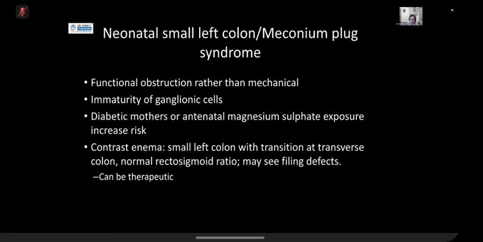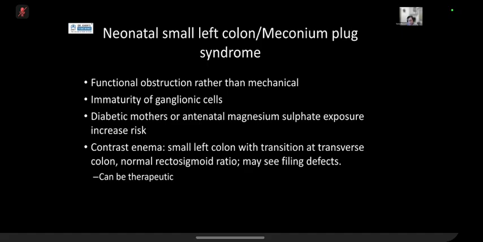So it's really a functional obstruction rather than a mechanical one. No one really knows what it is. Some people say it's an immaturity of ganglionic cells. And of course, patients with diabetic mothers, or those exposed to antenatal magnesium sulfate, have an increased risk of getting this. It's very transient and often affects the left colon, with meconium plugging the bowel distal to this segment. There are two names for it: meconium plug syndrome and neonatal small left colon syndrome.